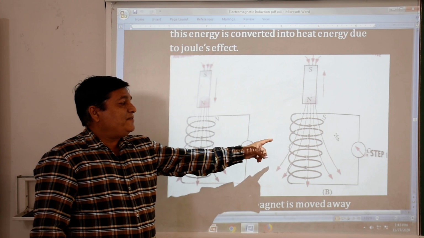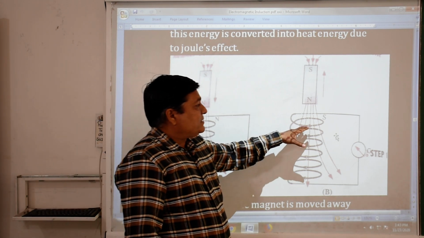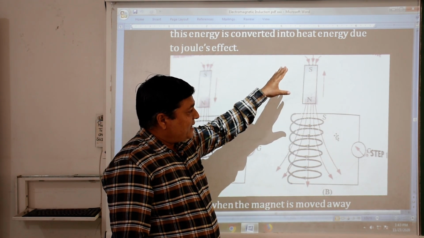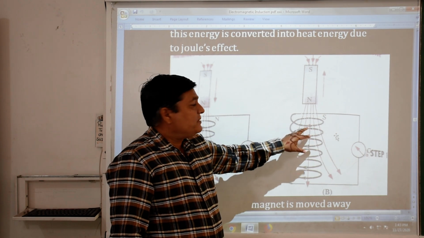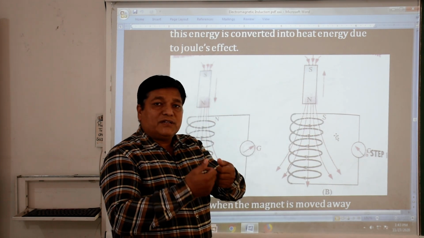Again, in the second case, if we move the north pole away from the coil, a south pole is produced here, which means a force of attraction is produced between these two.